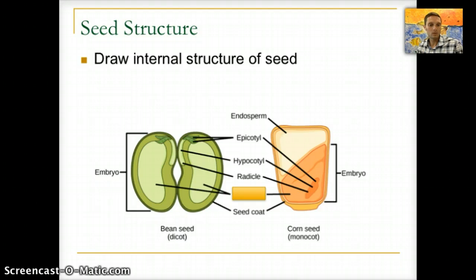The radicle forms the root of the plant, and then the cotyledon is going to become the first leaves of the seedling. So a monocot only has one leaf, and a dicot has two. That wraps up our discussion of plant structure and reproductive strategies.